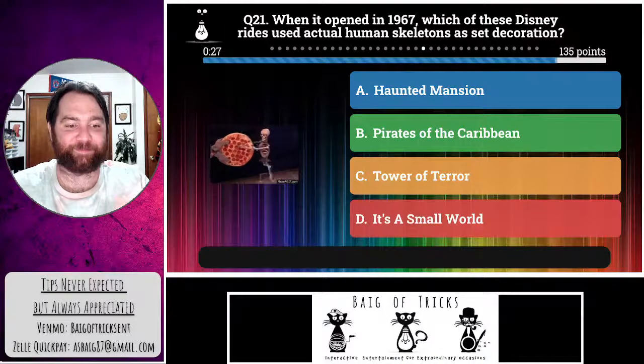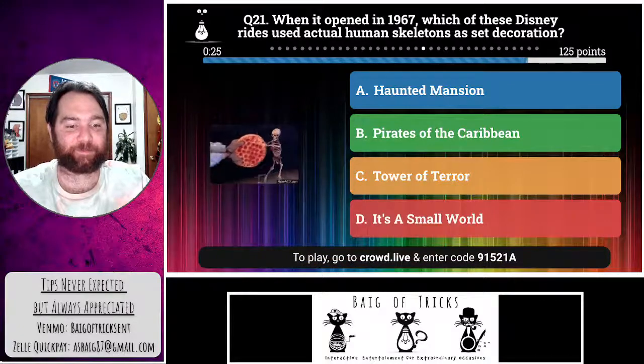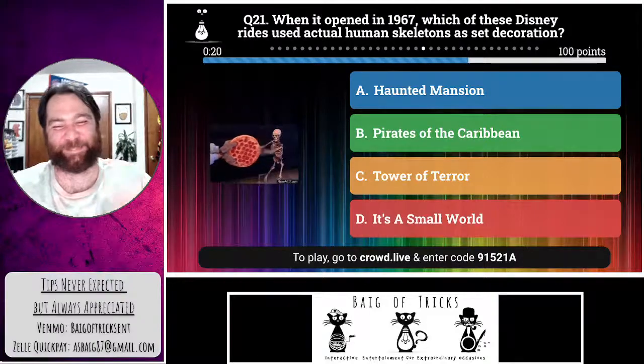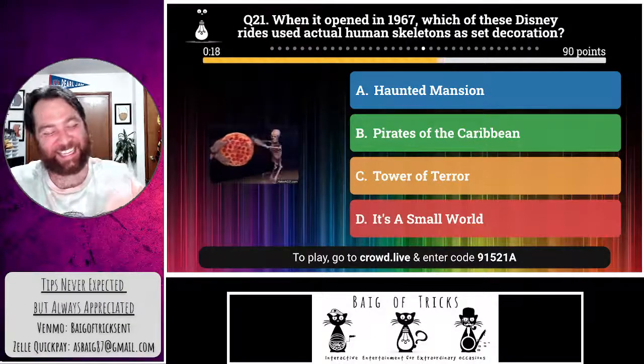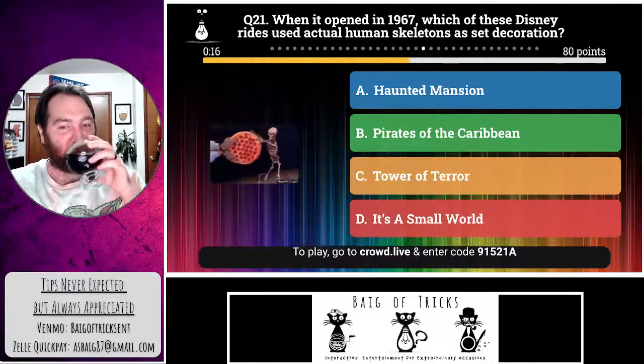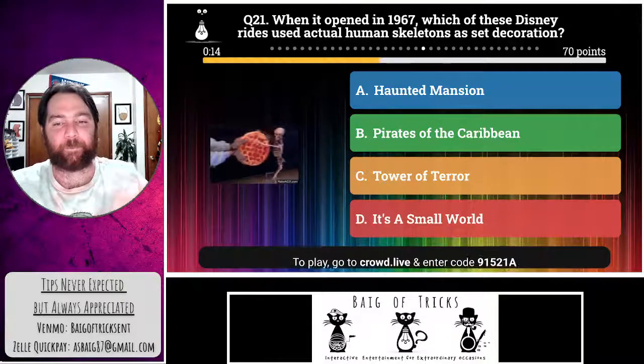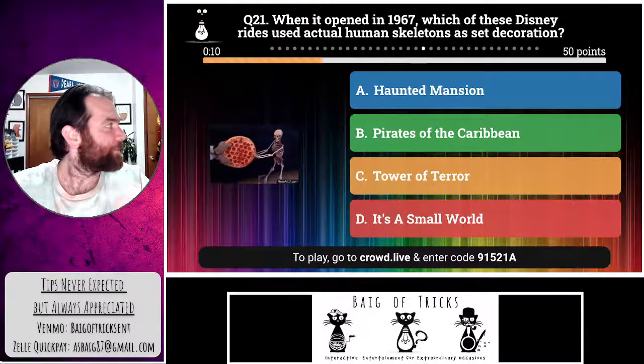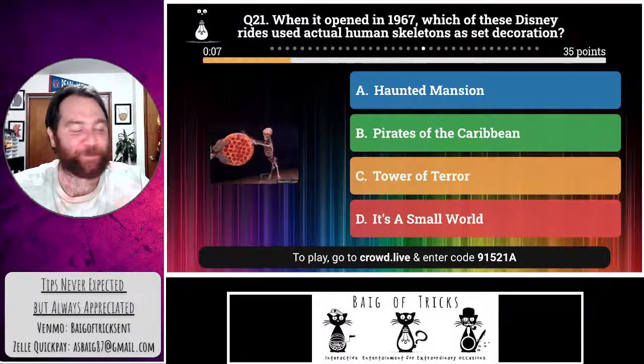This is so dark. Yeah. What if? Oh my god! If it's a small world, we're gonna have some issues. We'll find out. This is tricky too. It could be any of these, really. Right. Except I don't think it's It's a Small World. It'd be terrifying.